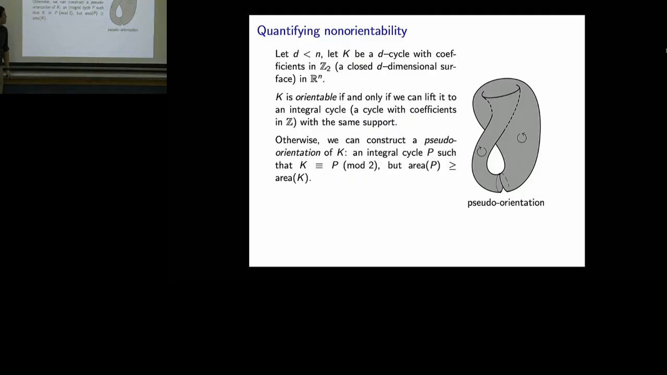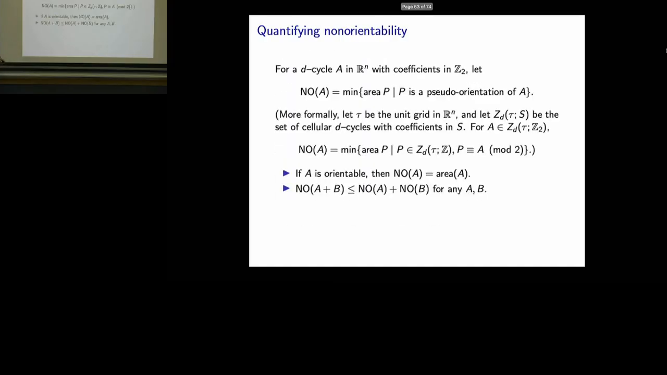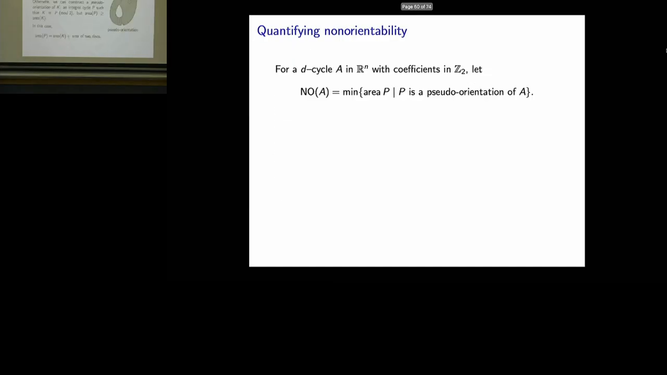And so how can you measure non-orientability? Maybe it's the amount of stuff you need to add in order to get a pseudo-orientation like this. Maybe it's the amount of cutting that you need to do in order to get something orientable out of it. So let's try to find that. In this case, the area of the pseudo-orientation is the area of the Klein bottle plus those two discs. For any d-cycle A, we can define the non-orientability to be the minimum area of one of these pseudo-orientations.